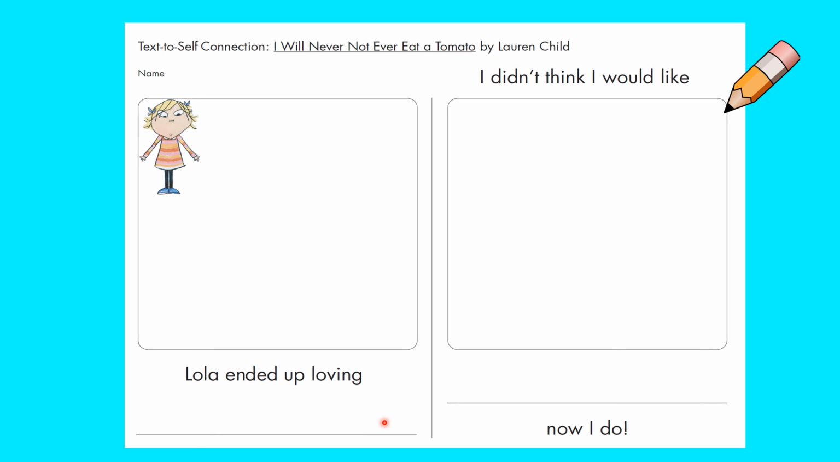Then you're going to make your connection. This time, I want you to think of a food that when you first were given it, you thought, oh, I don't think I'd really like that. But then when you tried it, you thought, yum, I really do like it. And we're going to finish this sentence. I didn't think I would like, and then draw a picture of it. Then you might need to get a family member to help you write the word. So write the name of the food there. Now I do. So you've written, I didn't think I would like something. Now I do. And that's our task for the day.